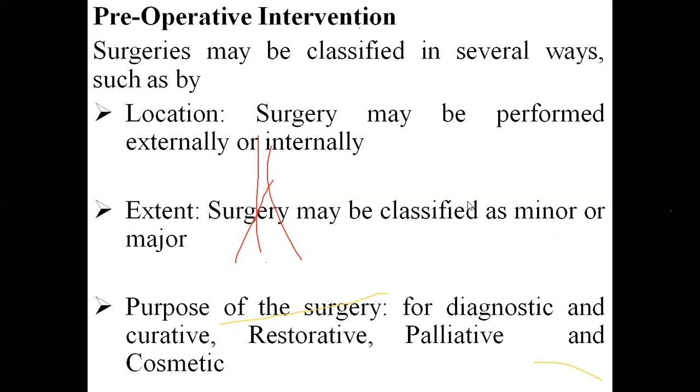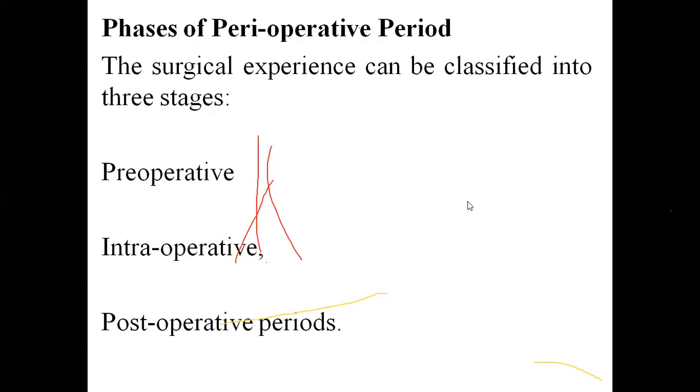Preoperative intervention now. What are those things that we do preoperatively for patients? Surgeries may be classified in several ways. By location, surgery may be performed externally or internally. The extent of the surgery may be classified as minor or major. And the purpose of the surgery could be diagnostic, curative, restorative, palliative, or cosmetic. Location of the surgery, we're talking about whether it is an external opening or an internal one. All of these are important in the classification of surgery.